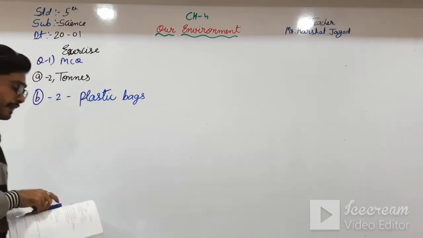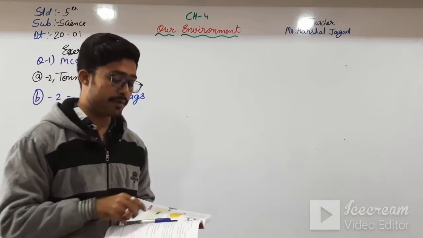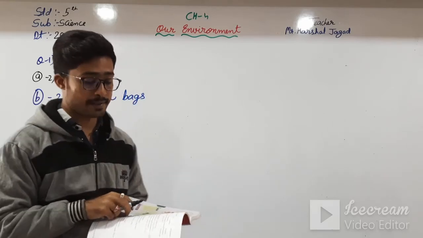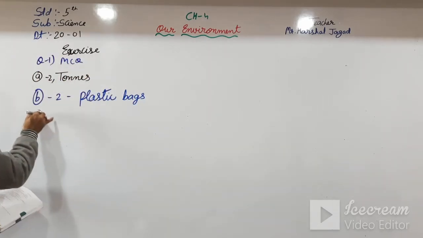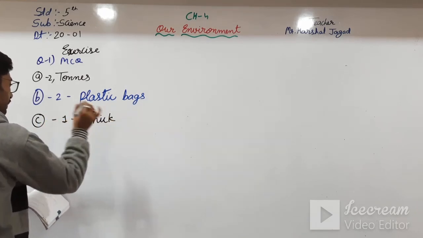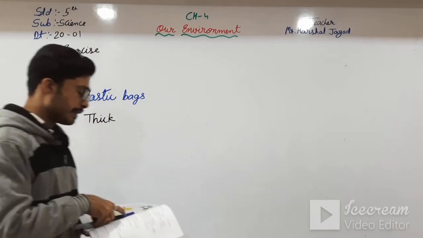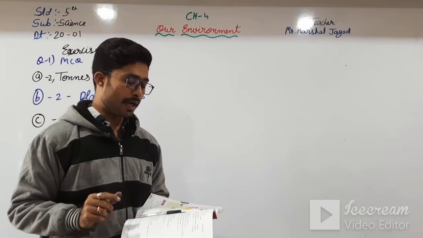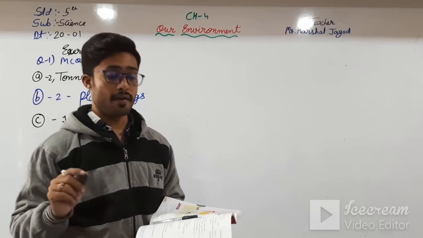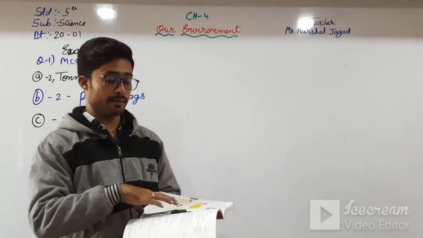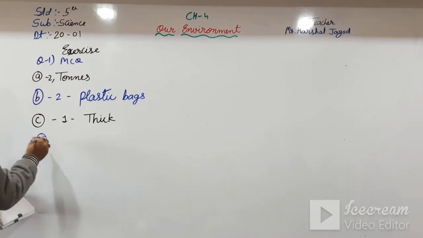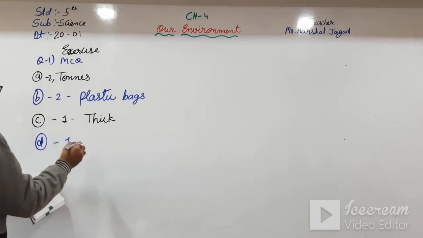C: dash plastics can be recycled. Dash plastic can be recycled: thick, thin, or transparent. So here in C, that is the first one, that is thick. Okay. D: resources for biogas plants are dash available. It is easily available, not easily available, or rarely available. So it is easily available. So D, that is 1, easily available.